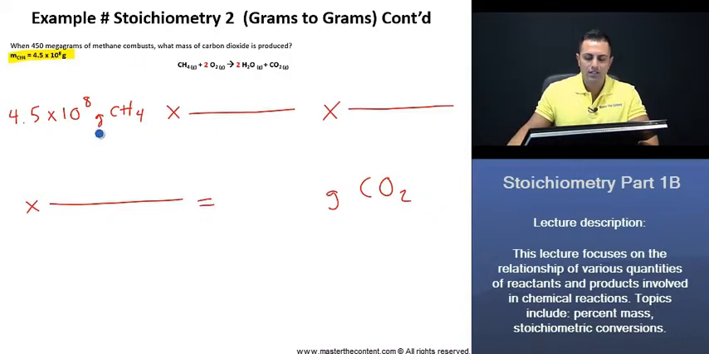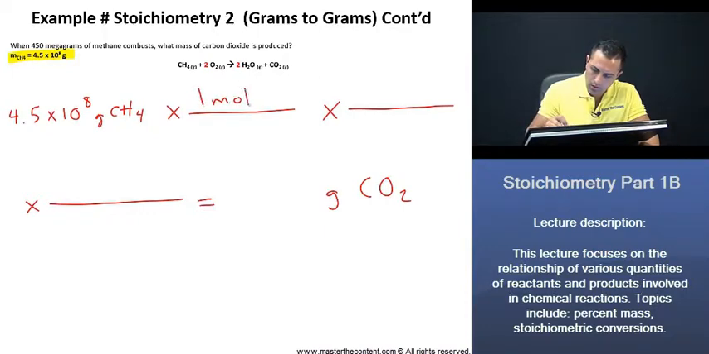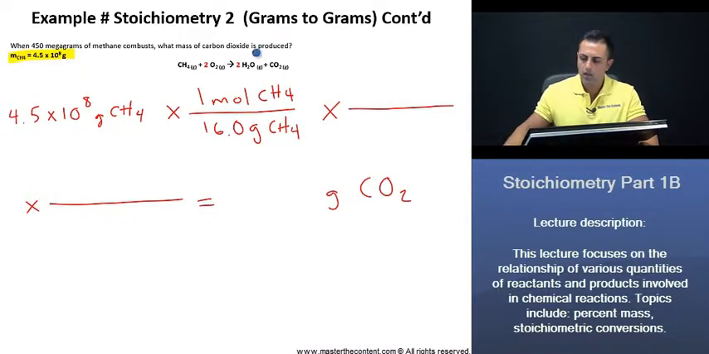Firstly, we said we needed to go from grams to moles of methane. And we know that per mole of methane, what is going to be the molar mass? Well, 12 plus 4, that's going to be 16 grams here for our methane. Now we need to do our mole ratio next to get into moles of carbon dioxide.